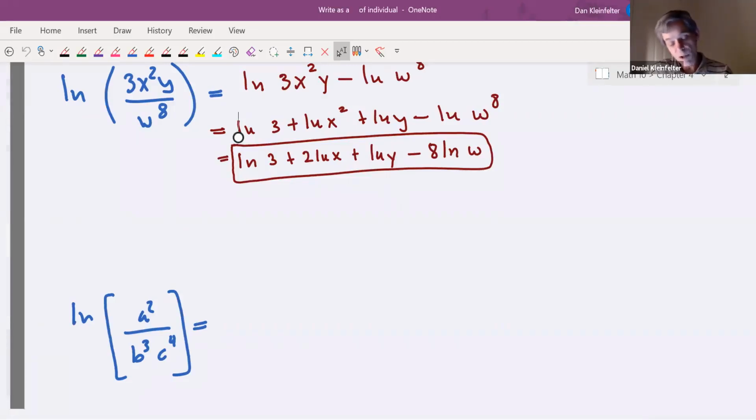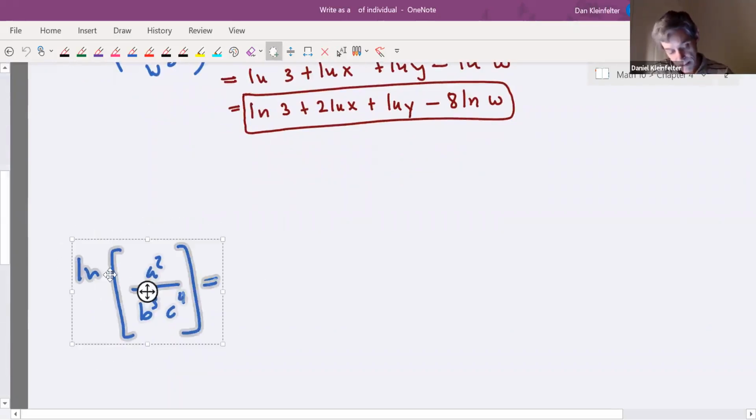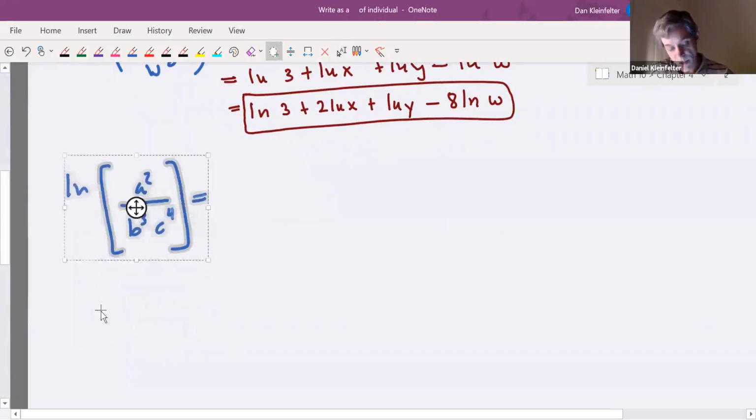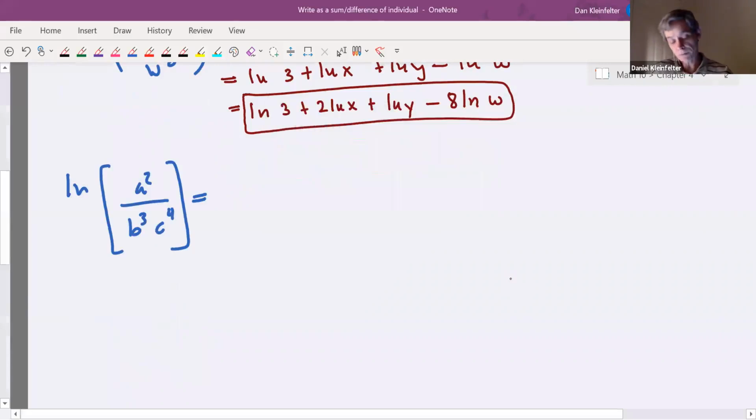Okay, good. So now let's try this one together. So you should take a minute, pause the video, try this one on your own, and then we will go through it together, and you can see how you did. All right, so we have natural log of a quotient again. So we're going to take the natural log of a squared minus the natural log of b cubed c4.